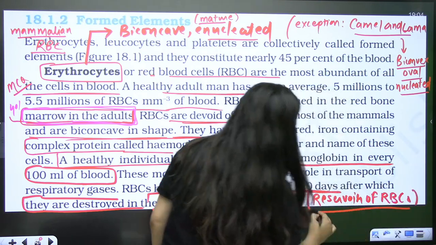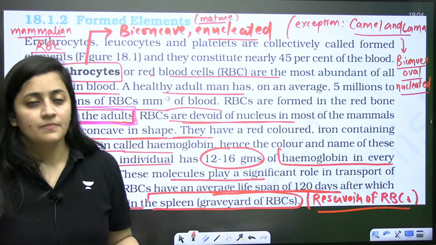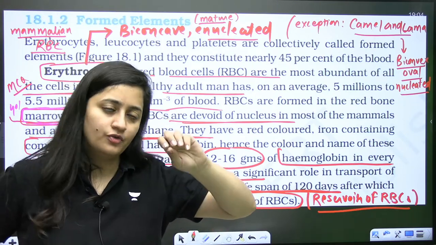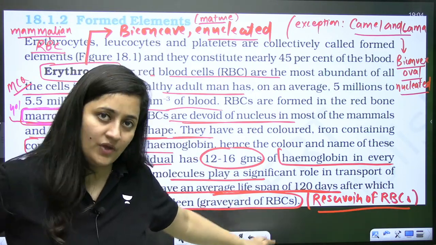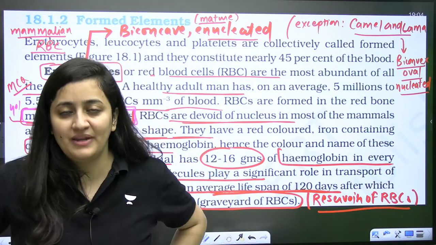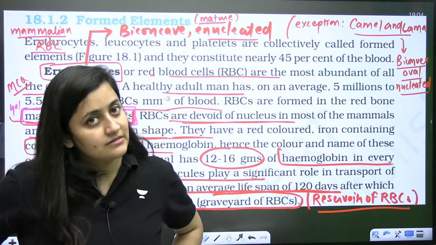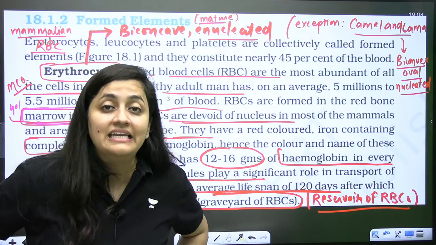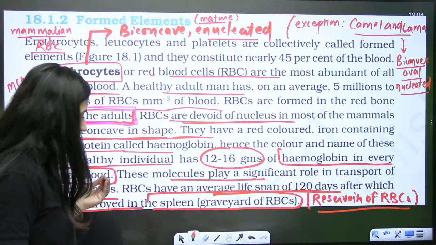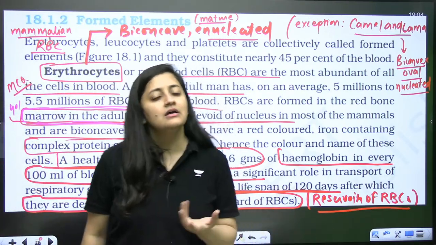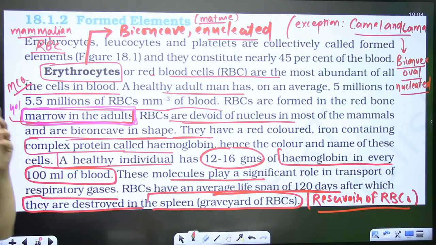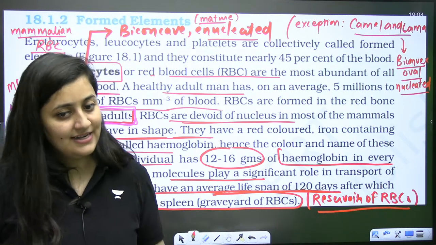It is also known as a reservoir of RBCs. Here, RBCs are destroyed in the spleen. Moreover, the extra RBCs are also stored in the spleen. That's why you call it a reservoir, and you also call it the graveyard of the RBCs. So the spleen is the reservoir of RBCs and also the graveyard of RBCs. That's what you need to keep in your mind. Is that clear?